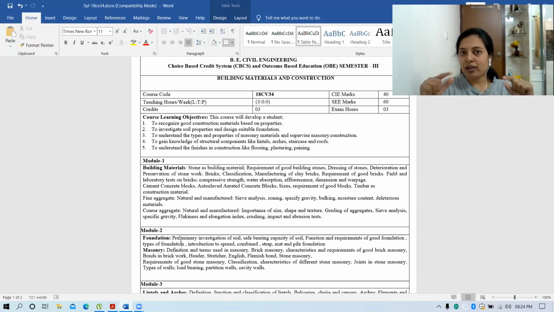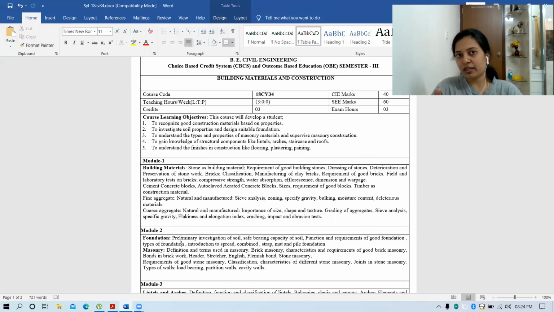Accordingly, if the soil is really of poor condition, then your foundation should be stronger than what is usually required. If the soil is of normal quality, then you can lay the normal foundation. Likewise, you can decide the foundation type in your building. Then in the same module, you are going to learn about masonry work.